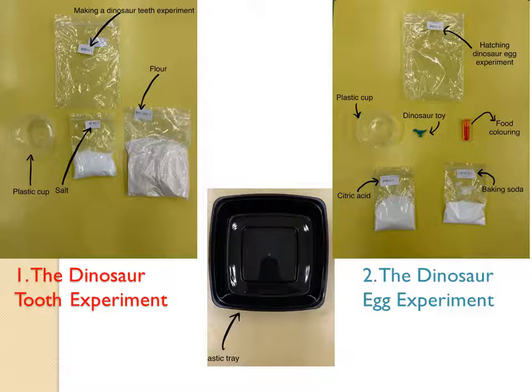Now let's look at number 1, the dinosaur tooth experiment. Remove these things from the bag. Inside experiment 1 bag, you should have the salt bag, you should have the flour bag, and you should have a plastic cup. You should have these 3 things inside this experiment 1 bag, which is for making the dinosaur tooth experiment, and the plastic box serves as a tray.